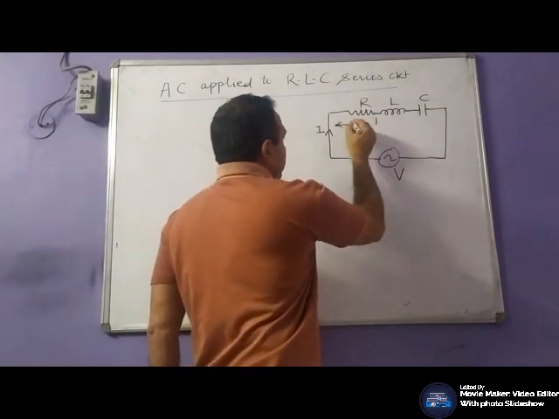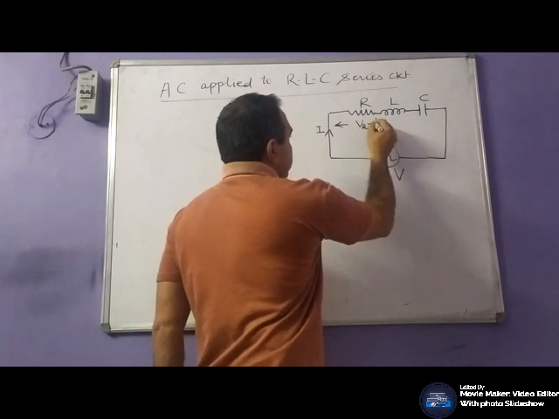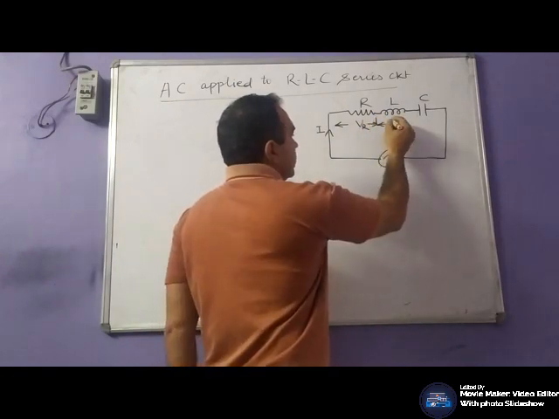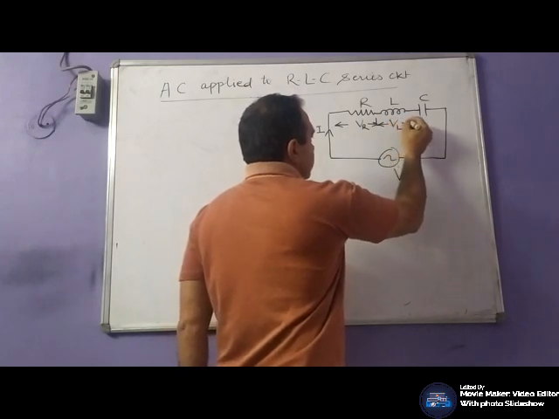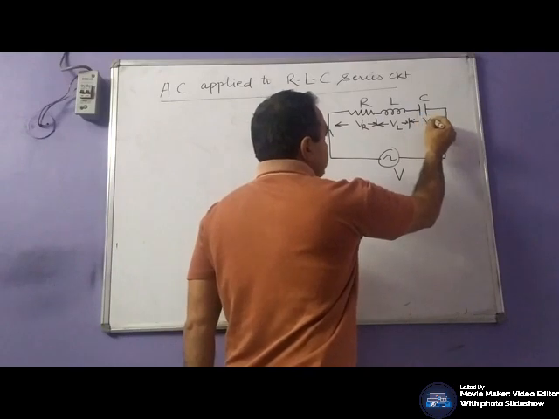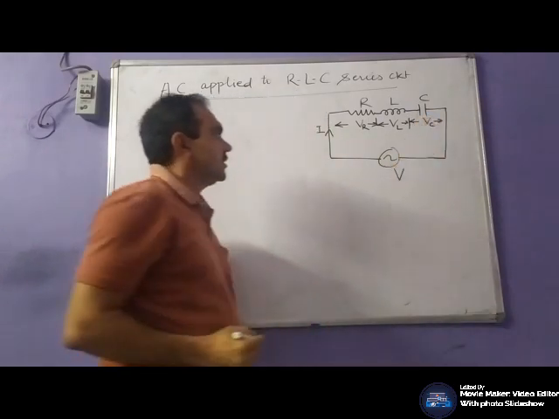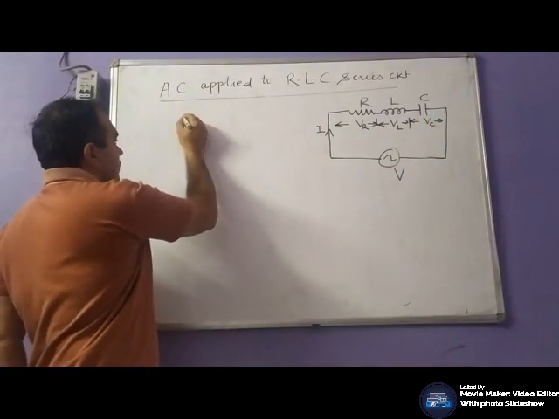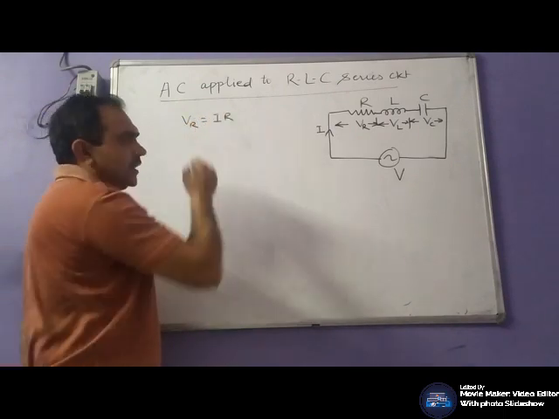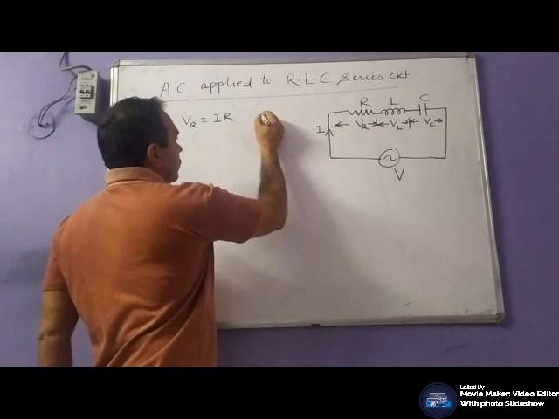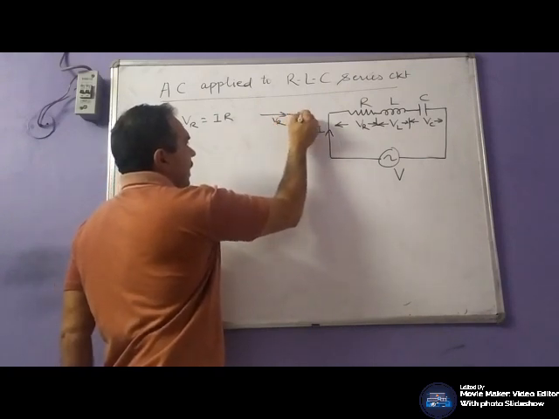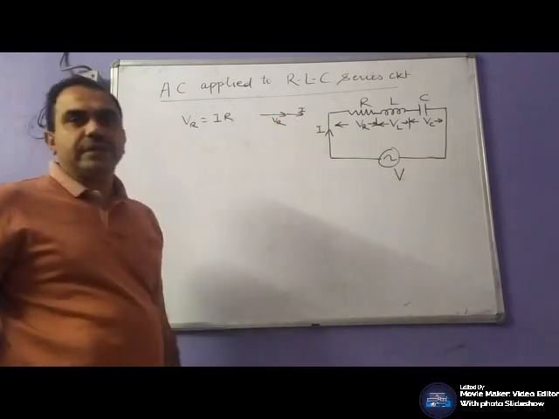then voltage drop across the resistance would be VR, voltage drop across the inductor would be, let it be VL, and voltage drop across the capacitor be VC. So your VR will be equal to I into R, where your voltage VR and I are in same phase.